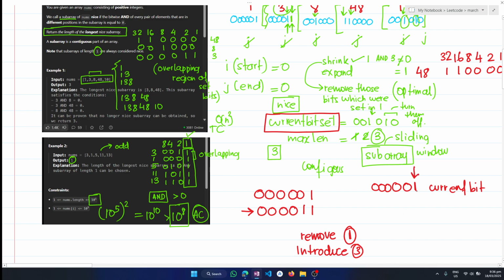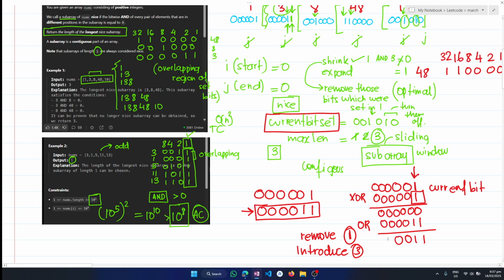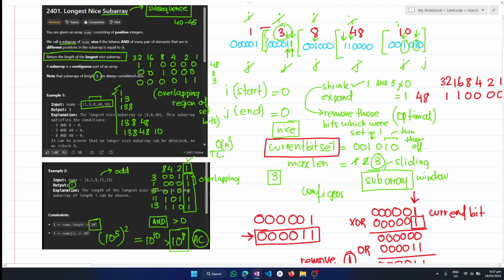One very simple way of turning this bit off is by taking the XOR of this number with 1. You see, if I take the XOR over here, this is going to become 0, isn't it? And then once I have taken the XOR and turned this bit off, in order to introduce this particular number to my window, I can take the OR of this particular number. You see, if I take the OR, then I will have this, which is actually my current bit set when I have only 3 inside my window. When this is my window, this is the current bit set.